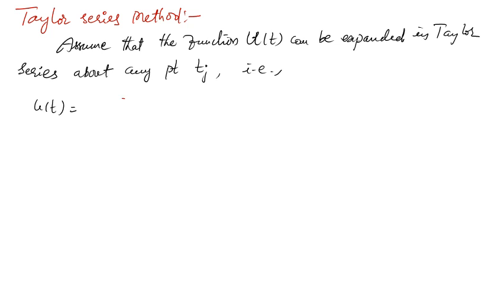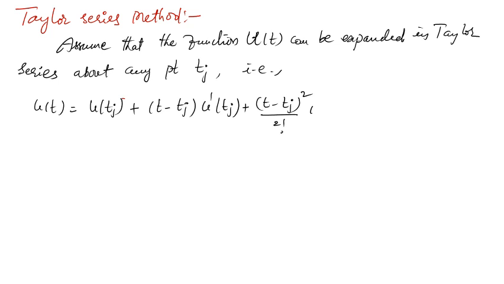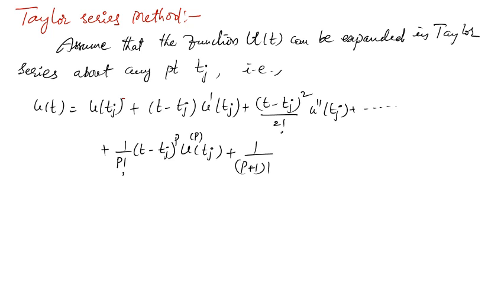u of t equals, about the point tj, u of tj plus (t minus tj) u dash tj plus (t minus tj) whole square by factorial 2 u double dash tj and so on, plus the pth term, 1 by p factorial (t minus tj) whole power p, the pth derivative of u at tj. And the last term, the p plus 1th term, 1 by (p plus 1) factorial (t minus tj) whole power p plus 1 times the (p plus 1)th derivative of u at tj plus theta h. This will come in real analysis. This expansion is valid.